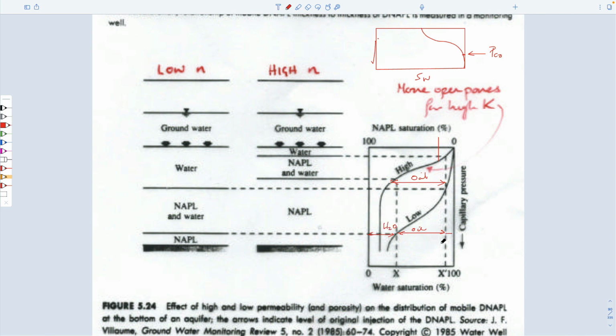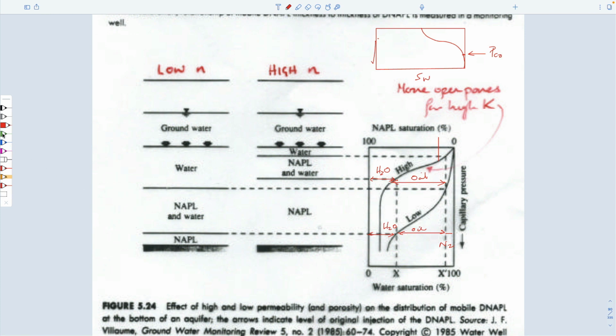And this would be air. And I could write those up here as well. So obviously for this low permeability one, this would be H2O. And yeah, I won't draw the other one.